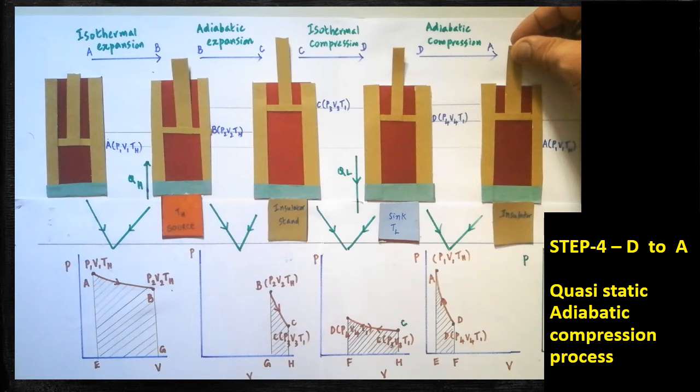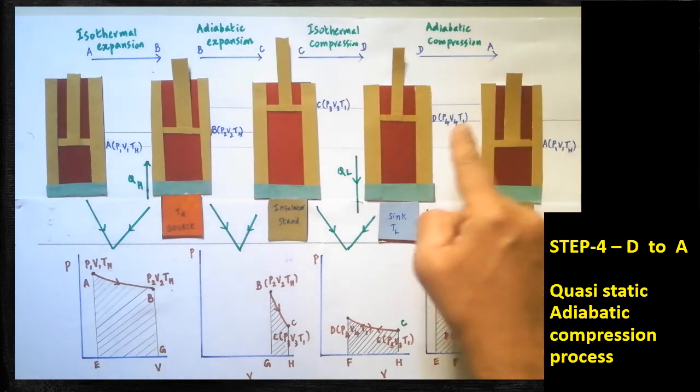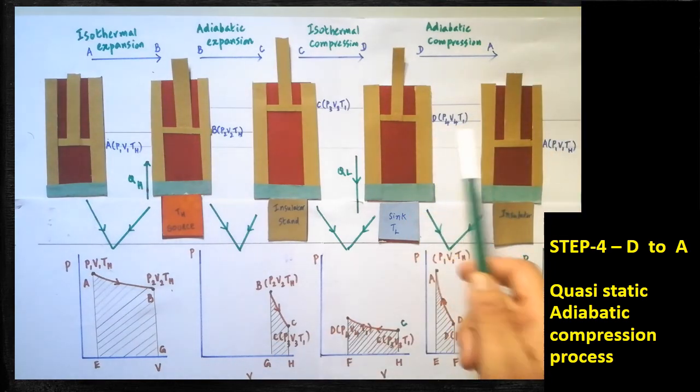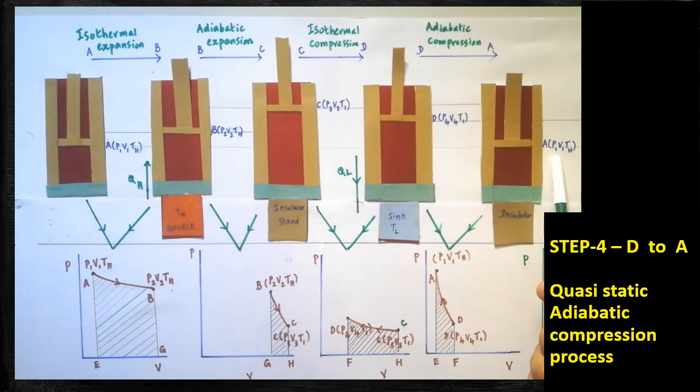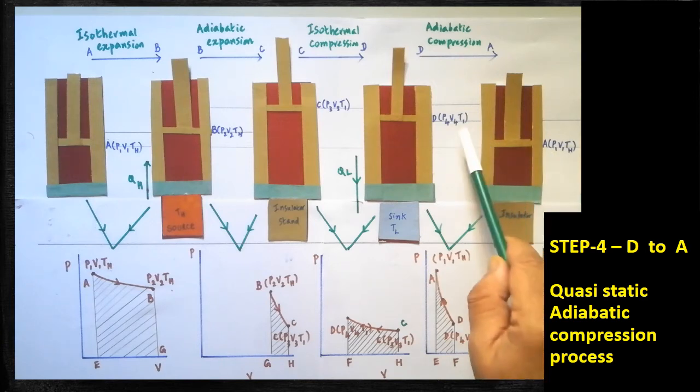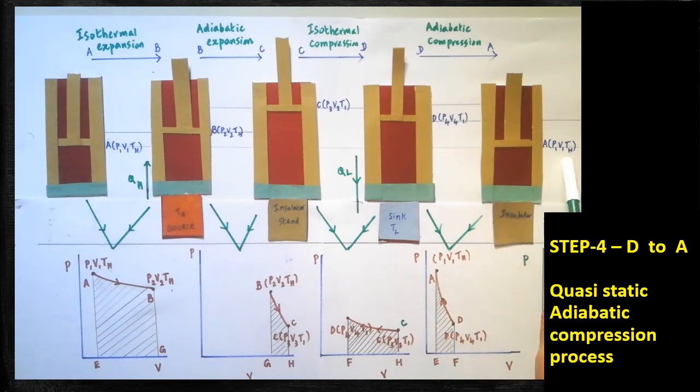Now the piston is to be moved from D position to A position. After pushing the piston from D position to A position, what is the new pressure? The new pressure is P1, new volume is V1. Now, after compression, what happens? Pressure increases, volume decreases. Definitely, clear, there will be an increase in temperature. That increase in temperature is shown here. Since no heat is exchanged from inside to outside, temperature increases from T1 to TH. Now it attains a new temperature TH.